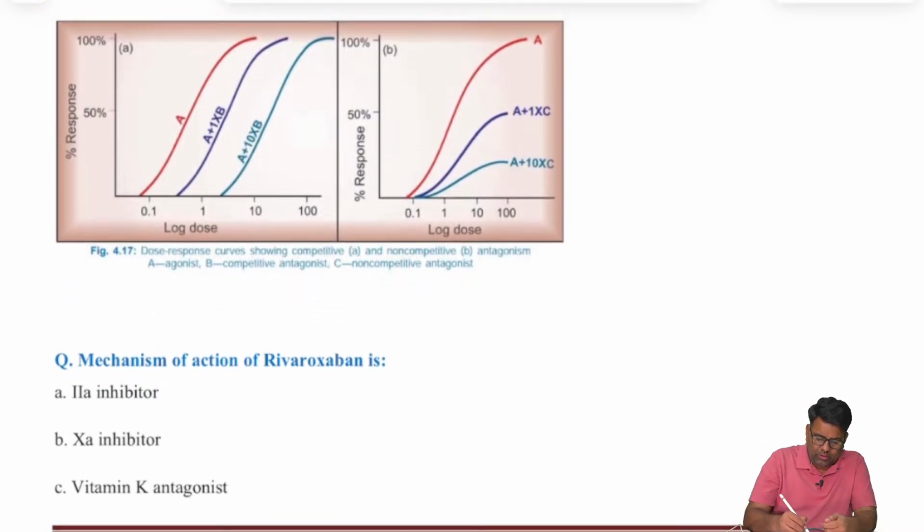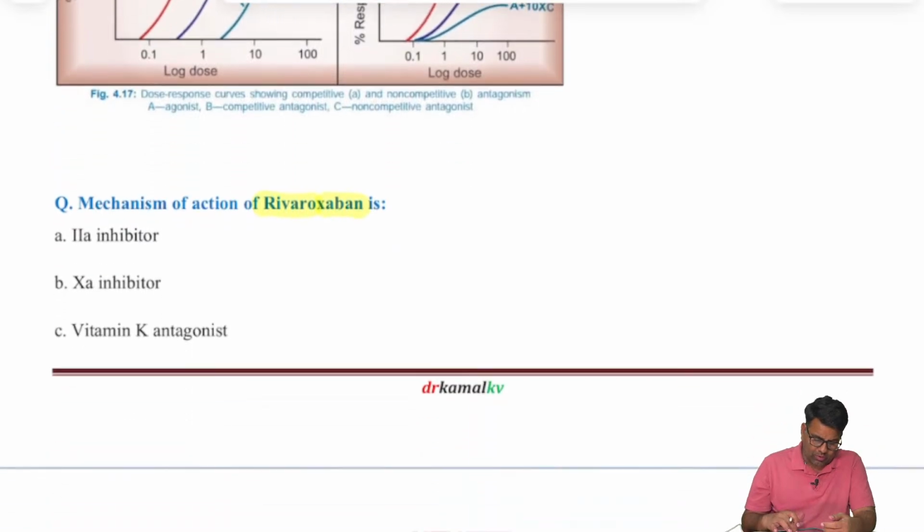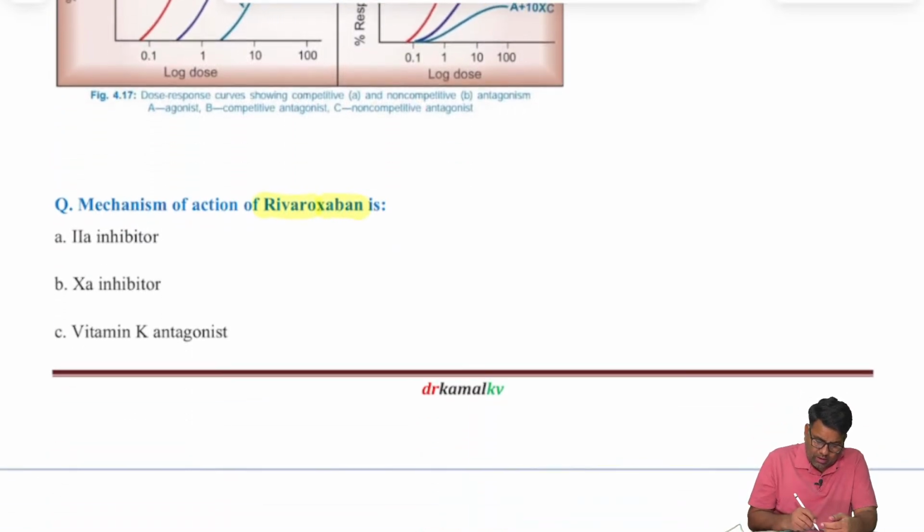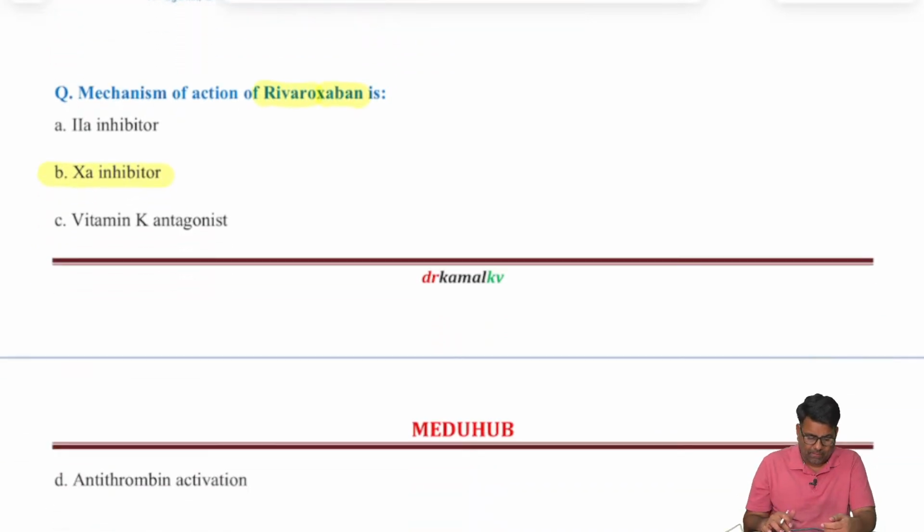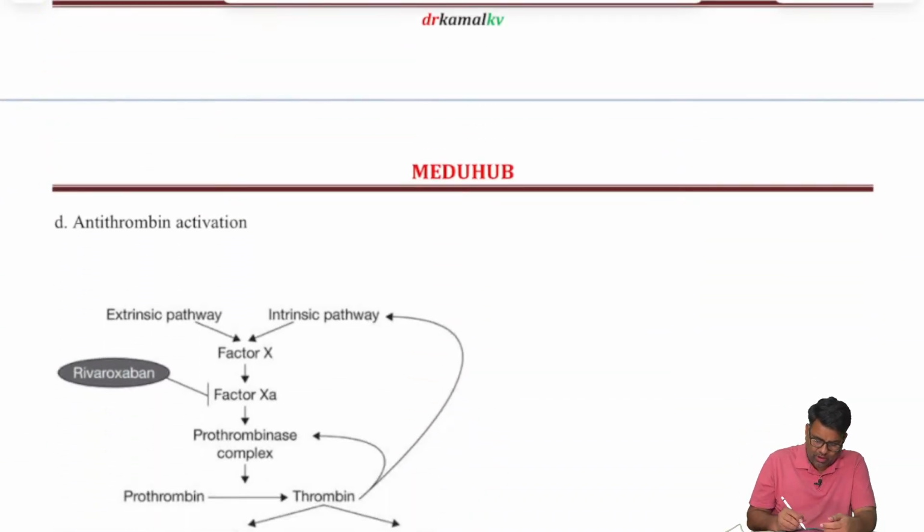Now there was a question about one drug, rivaroxaban, and it was about the mechanism of action of rivaroxaban. So this rivaroxaban is an inhibitor of factor 10A. Right? So rivaroxaban, it is an inhibitor of factor 10A.